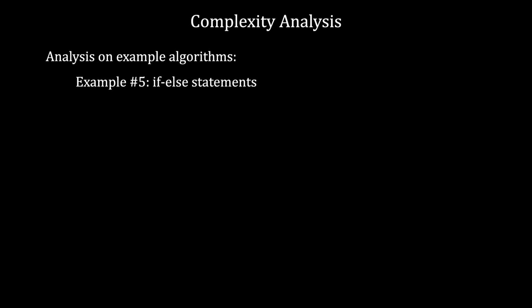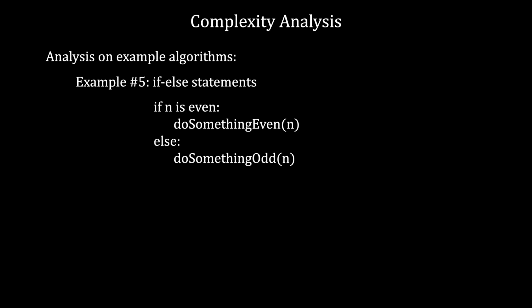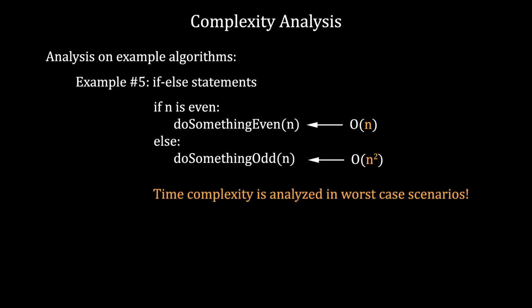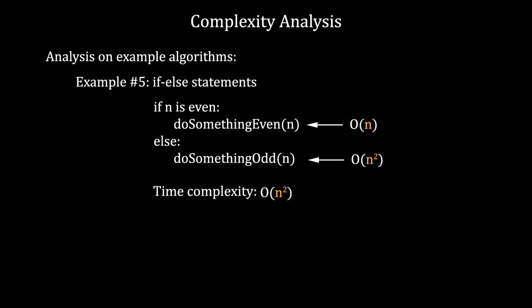For the next example, let's use an algorithm that has if-else statements. Let's suppose that if n is even, we call a function do something even with the argument n, and otherwise we call a function do something odd with the argument n. And let's suppose that the time complexities of these functions are big O of n and big O of n squared respectively. A lot of algorithms behave differently depending on the input, but what you should remember is that the time complexity is always analyzed in the worst case scenarios. Here, the worst case scenario is of course when n is odd, so we say that the time complexity of this algorithm is big O of n squared.